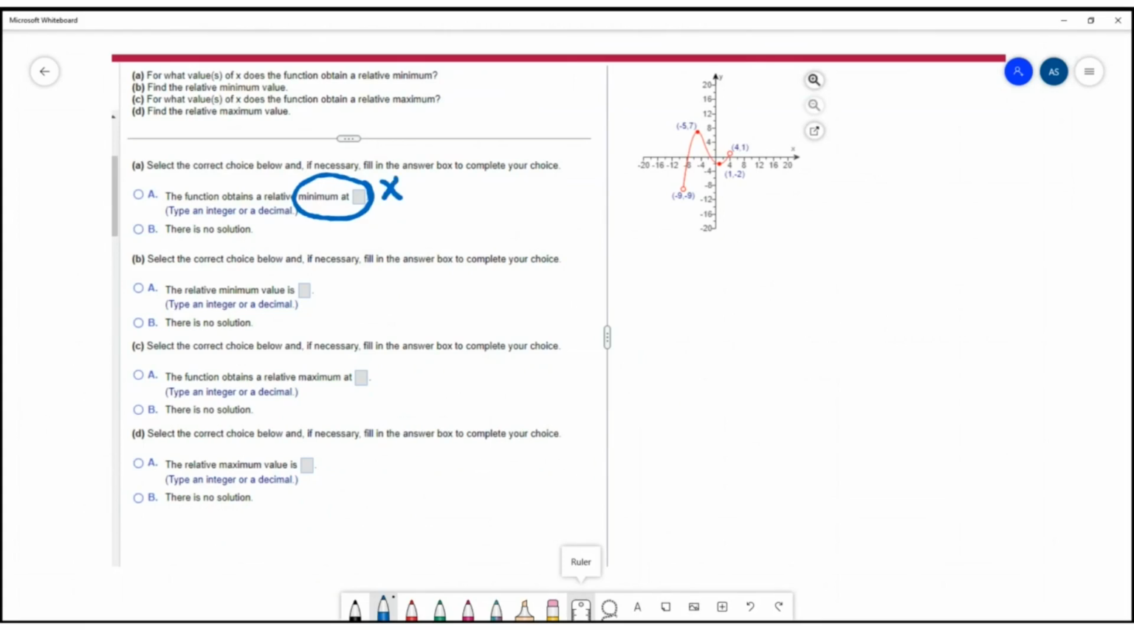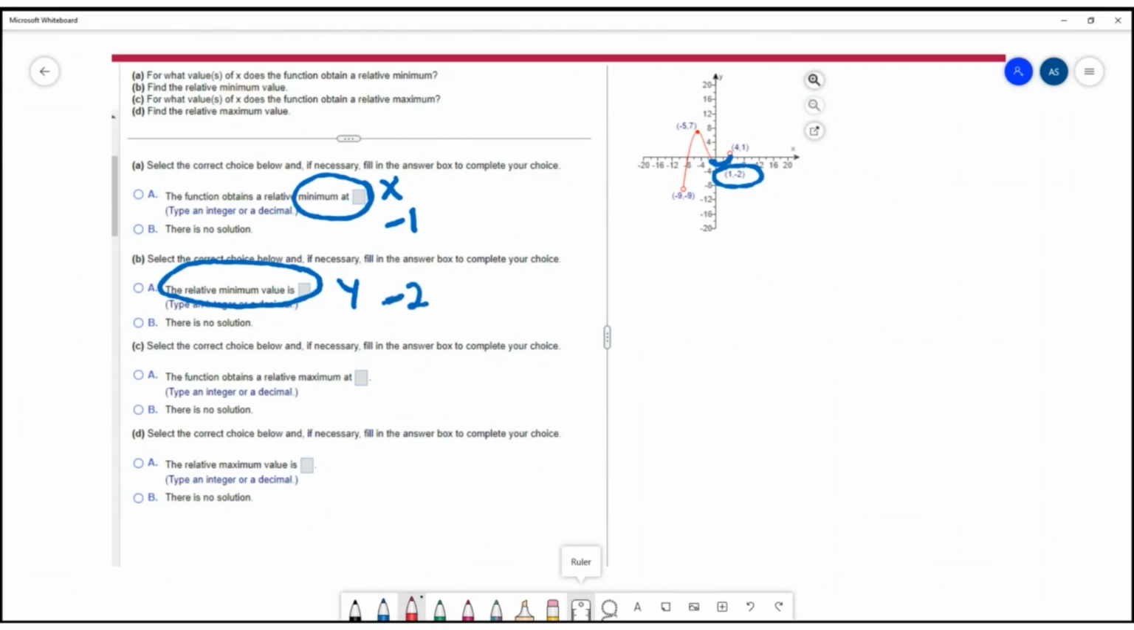We want to find the minimum, and the minimum is this little dip in the graph here, and that's at this point here. So that's going to be the x of negative 1. And then the relative minimum value, that's referring to the y coordinate of that point, and that's going to be the negative 2.